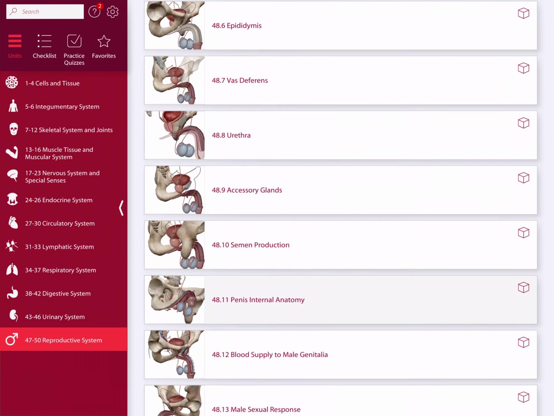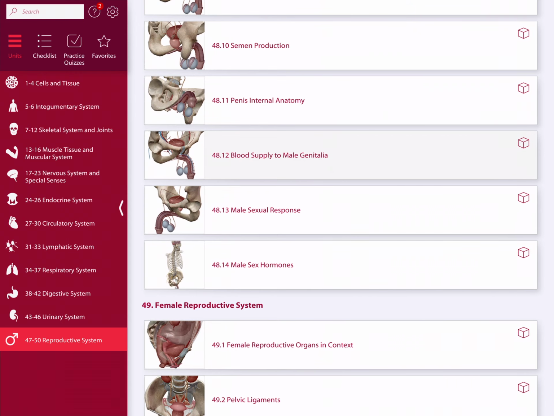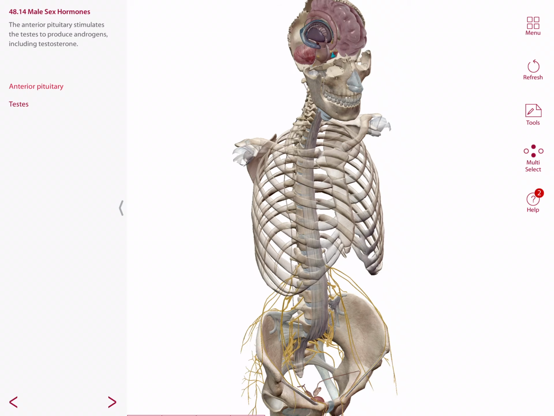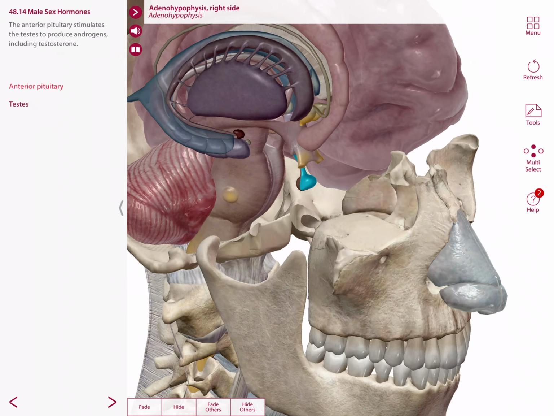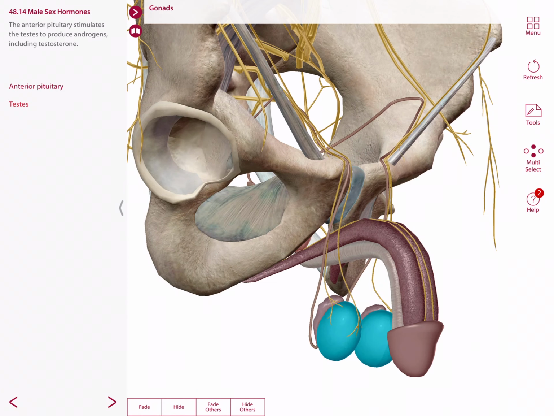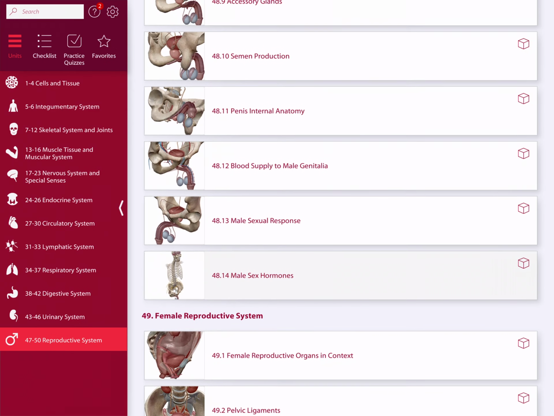Everything else here is just going to break down the individual parts of the male reproductive system, all the way down until we get to the hormones, where we're coming from the pituitary gland. So this is the anterior pituitary gland, which is right below the hypothalamus. So we're going to have the hypothalamus sending hormones to the anterior pituitary, the pituitary sending hormones to the testes, and then the testes are going to produce testosterone or other things that are needed at that time.